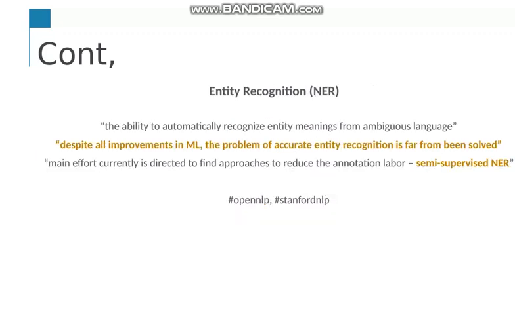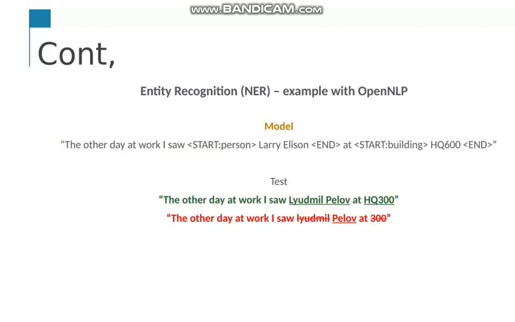Entity recognition, or ER: the ability to automatically recognize entity meaning from ambiguous language. Despite all improvements in ML, the problem of accurate entity recognition is far from being solved. The main effort currently is directed to finding approaches to reduce the annotation labor, such as semi-supervised NER. Entity recognition NER example with OpenNLP model: the other day at work I saw start person Larry Ellison and at start building HQ600.